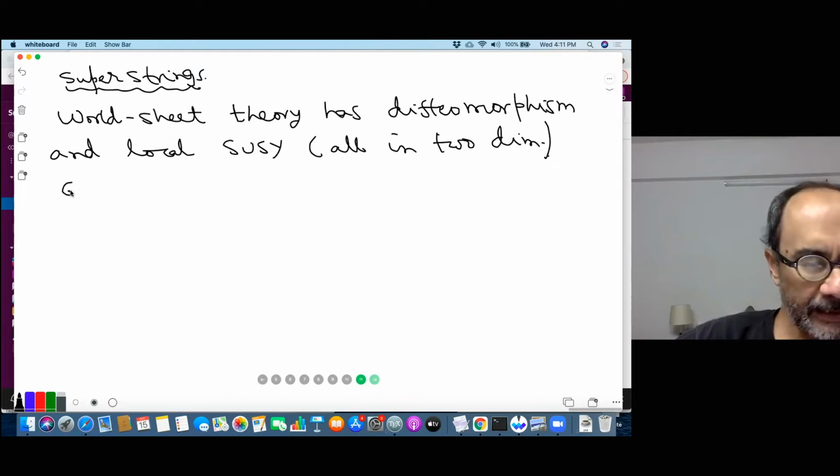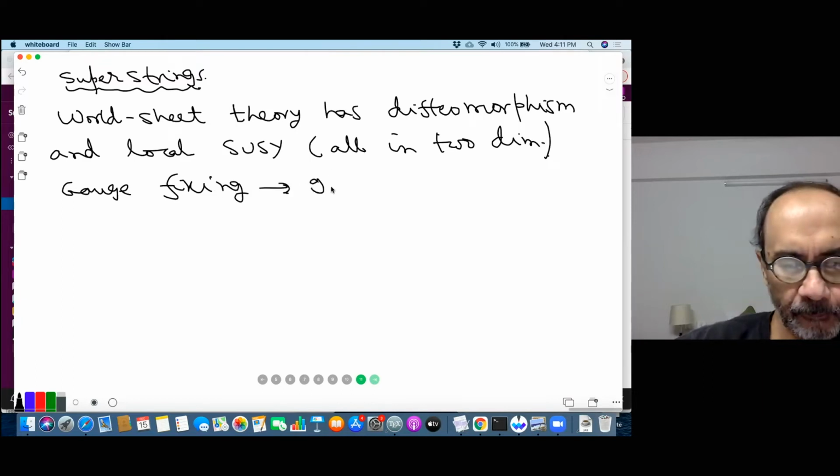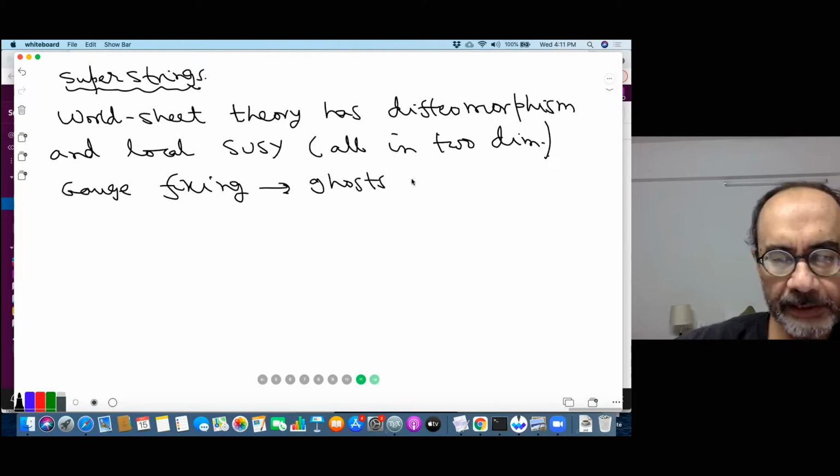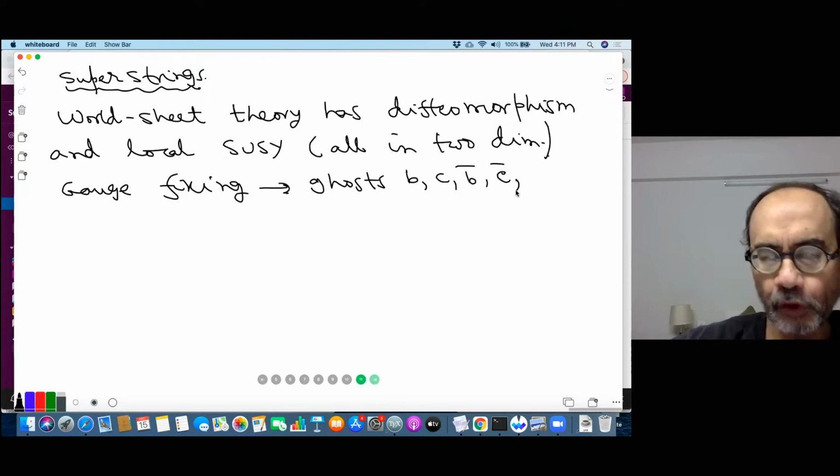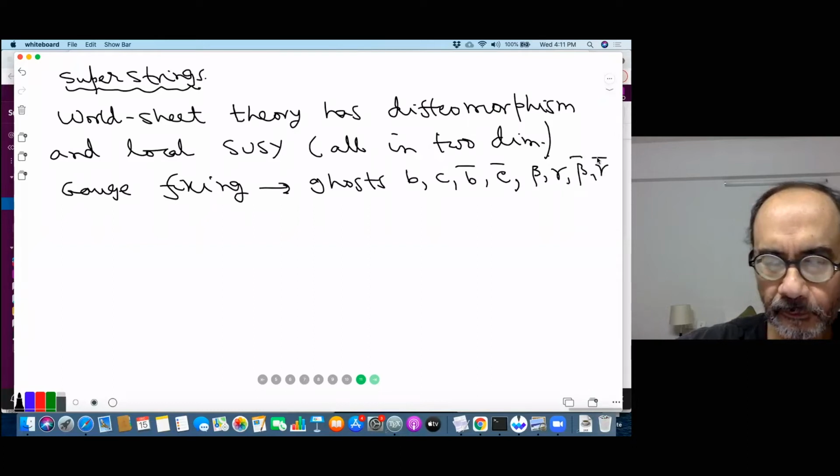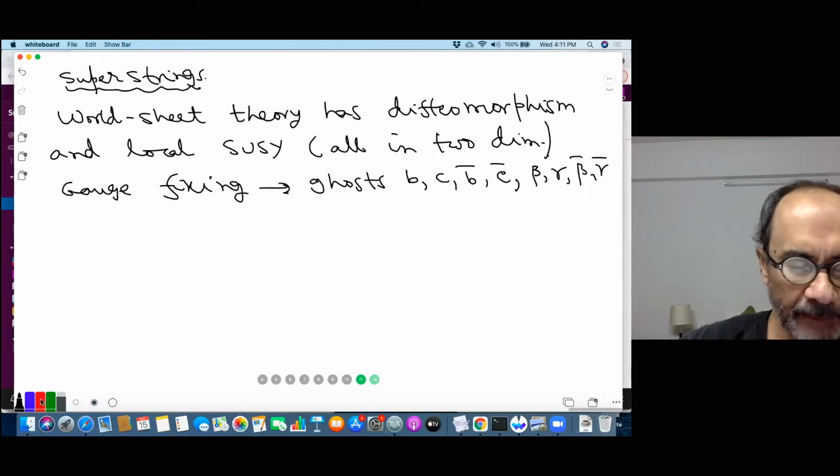So we gauge fix. And now the gauge fixing leads to ghosts, which include the b, c, b bar, c bar that we introduced earlier. But it also includes now the ghosts associated with the fixing of local supersymmetry. And those are typically denoted by beta, gamma, beta bar, gamma bar. These are Grassmann even.